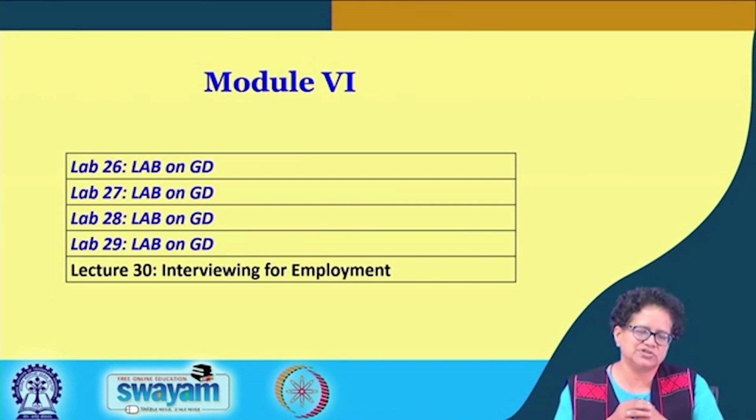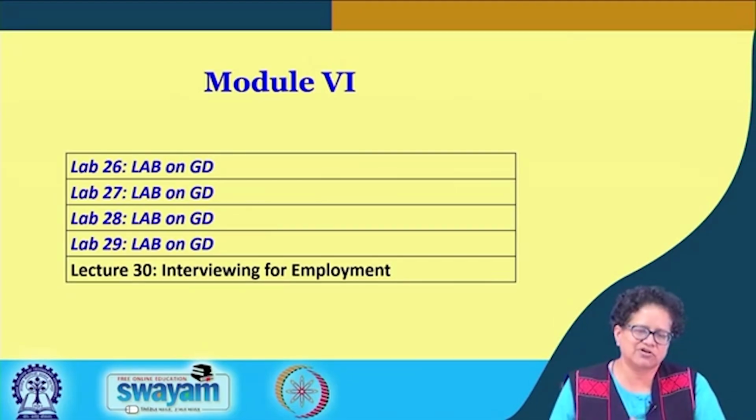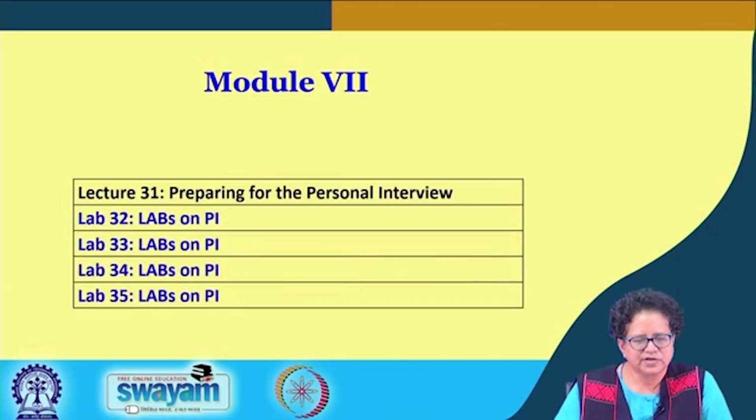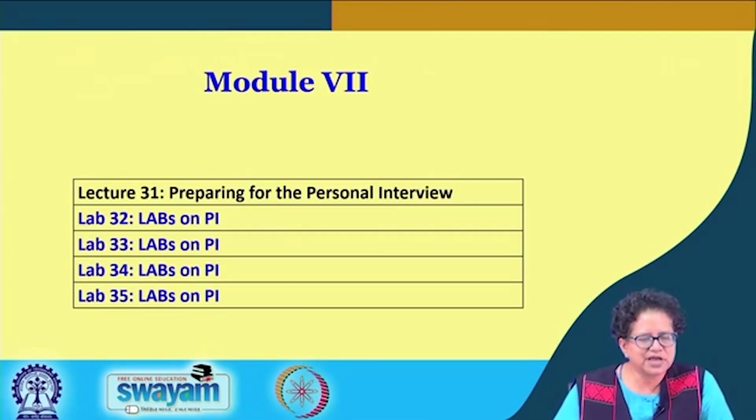Now, we had 4 lab sessions on the group discussion, and there were 15 students in the MHRM course at the HSS department in IIT Kharagpur. We had 4 lab sessions, labs 26, 27, 28, 29, concluded by the last lecture of module 6, interviewing for employment. And module 7 began with lecture number 31, preparing for the personal interview, and then we had 4 lab sessions, that is labs 32, 33, 34 and 35, performed by students of the MHRM at the Humanities department in IIT Kharagpur.